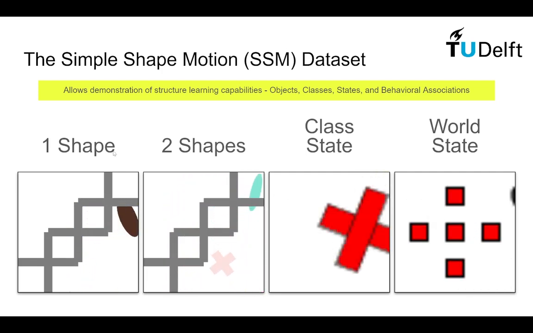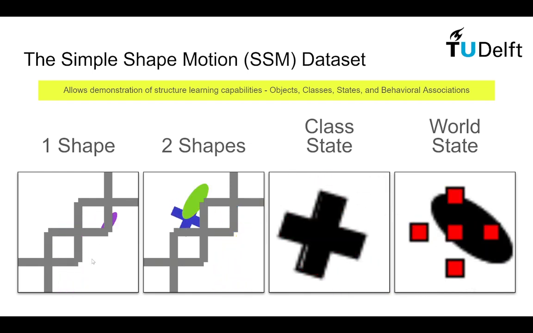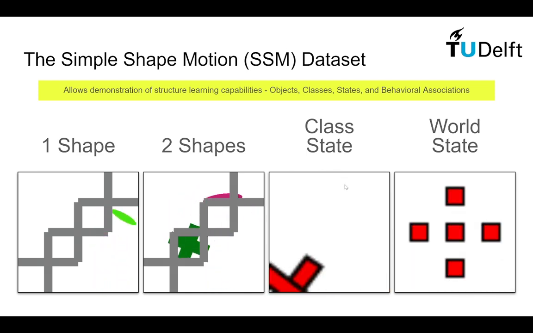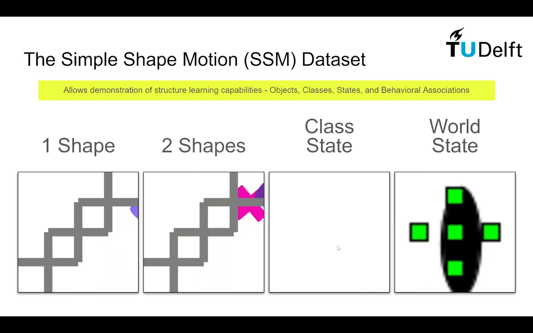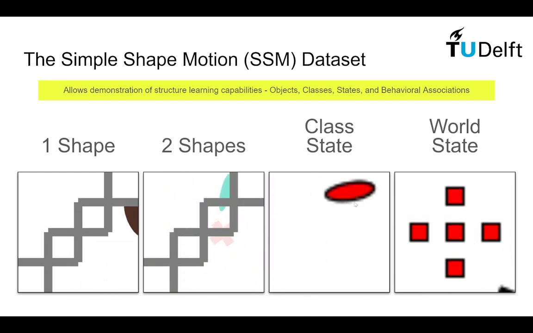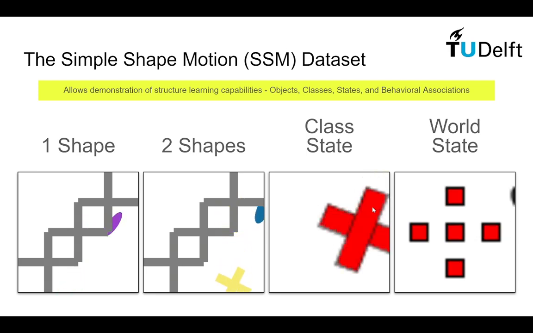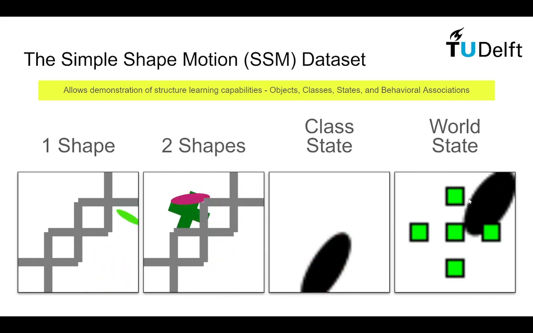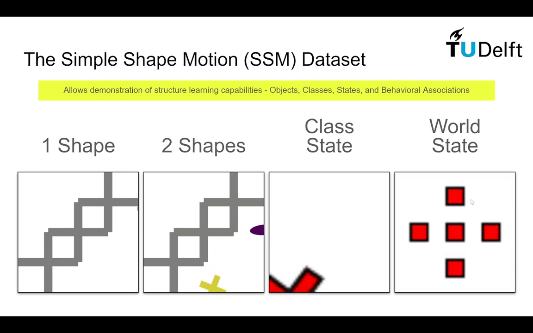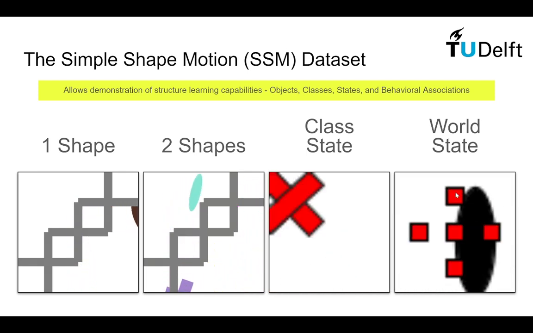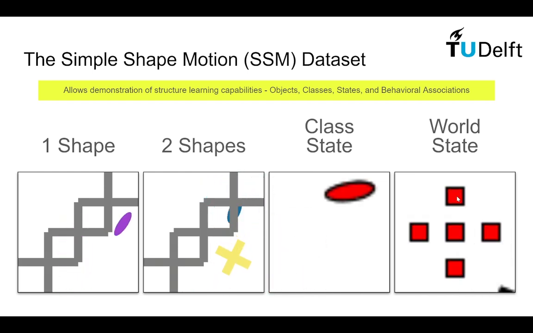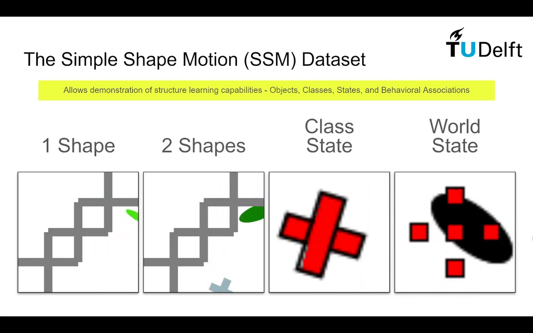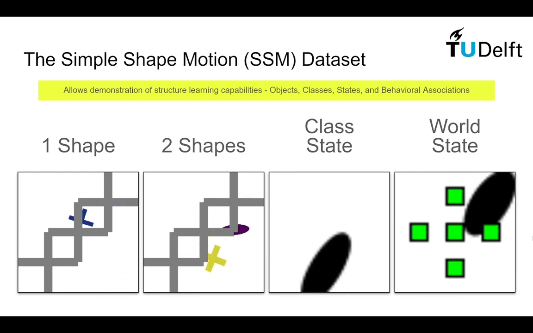The first task is asking for predictions for a single shape, second task for 2 shapes. In the third task now, object motion is dependent on the state of the object, namely the object will only move if the object is red. And in the fourth task, object motion is going to be dependent on the state of these blocks in the world, and the object will only move if they are green. So now we can see how well the model performed on these tasks.